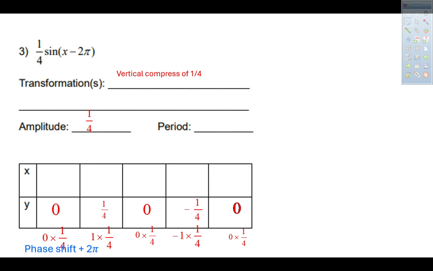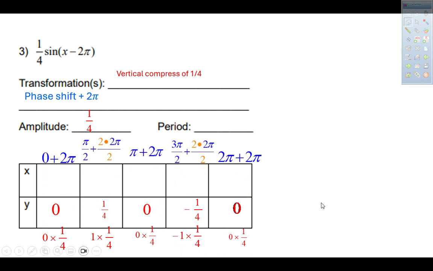The minus 2 pi is a phase shift, but it's going to go plus 2 pi. It's moving everything to the right 2 pi. So I'm going to take the x values and I'm adding 2 pi to all of them. You can see for the pi over 2 and the 3 pi over 2, I added 2's in orange to make those common denominators. That makes the math a little easier.